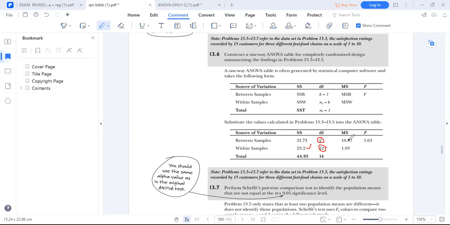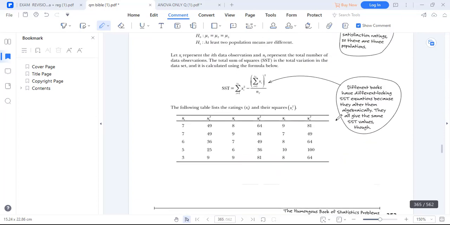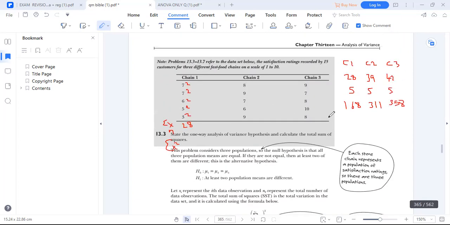Begin with the between degrees of freedom. How was the 2 and the 12 calculated? Is it n? Sorry, n is 15, so it's supposed to be k minus 1. Yes, and our k is what? Our k is 3. That's our k, it's 3.